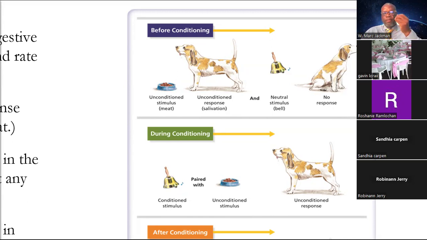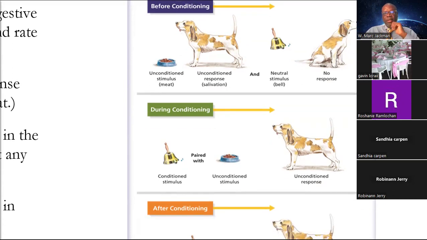And if Pavlov rang a bell, the dog would not respond. There's no response to the bell because a bell does not automatically cause the dog to salivate. However, he began to realize that when the lab assistants were coming to the dogs and the dogs began to hear their footsteps coming to bring the meat or the meat powder, the dogs began to salivate at the sound of the footsteps. So he said, wait a minute, I'm onto something here. They're beginning to be conditioned.